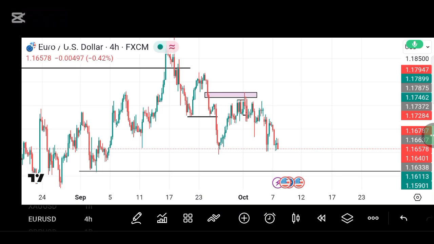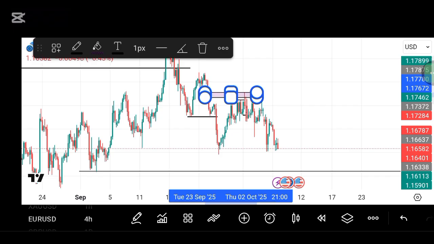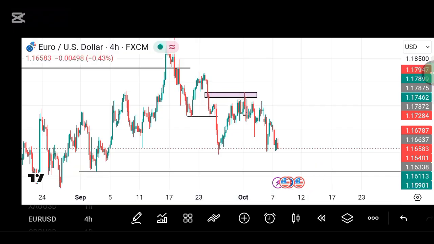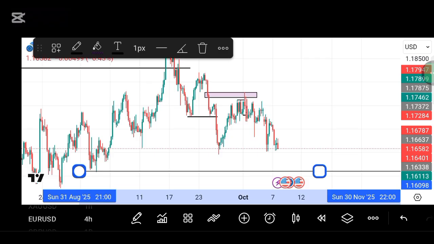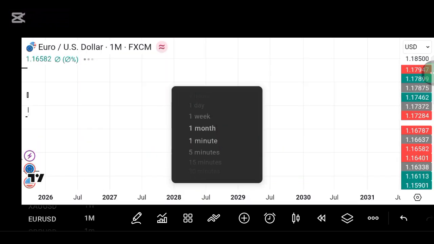So this is what I used for the analysis. Let me show you how I would have been able to profit from my point of interest down to this level. I was saying that before price hits our overall target, price will give us a series of entries to trade down to it. This target is the monthly low, which is our overall target.